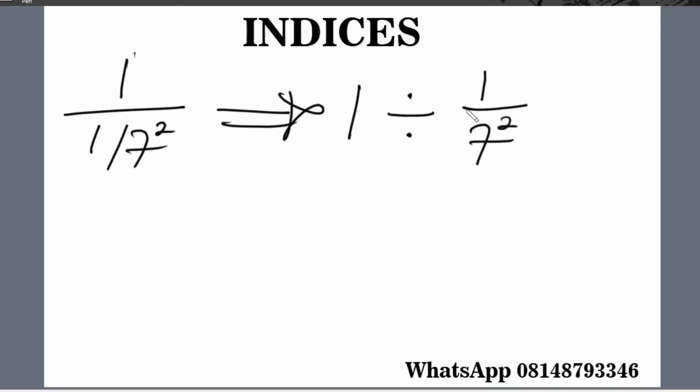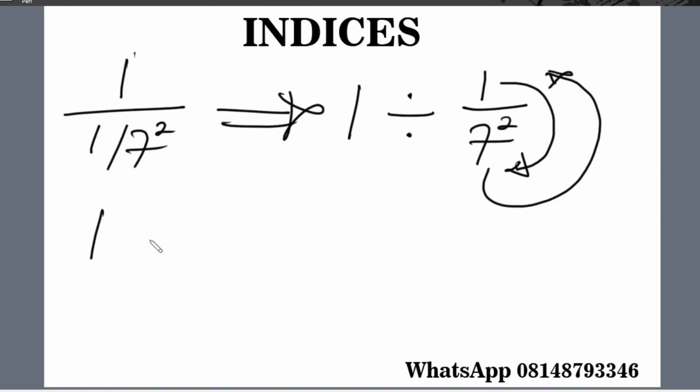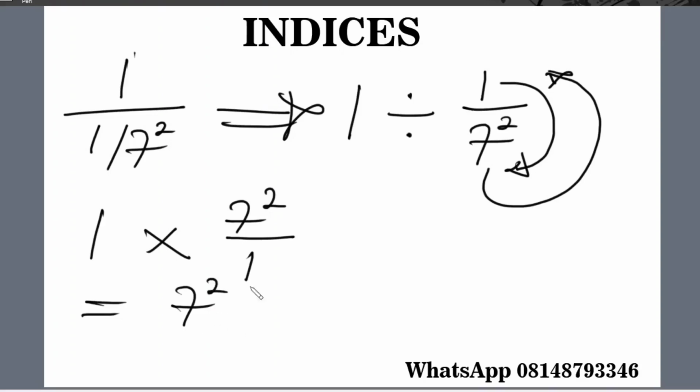Now let's invert and multiply. Inverting means you take 1, which is the numerator, you bring it down, and then you take 7 raised to the power 2, which is the denominator, you take it up. So we have 1 multiplied by 7 raised to the power 2 all over 1. 1 multiplied by 7 raised to the power 2 is 7 raised to the power 2. And then 1 multiplied by 1 is 1. So our final answer is 7 raised to the power 2.